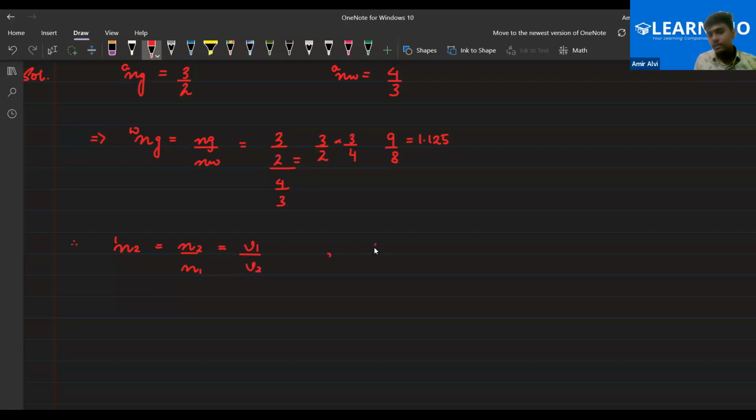Next case is the refractive index of medium 1 with respect to 2. So it would be n1 by the refractive index of medium 2. And in terms of velocity, it would be reversed, V2 by V1. Is this clear to all of you? Please let me know. This is the conclusion for the refractive index. Is there anyone who is having doubt?